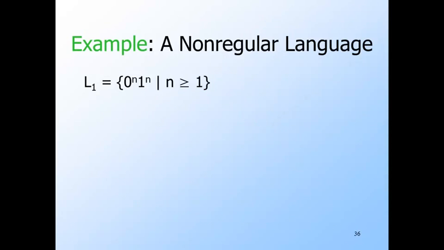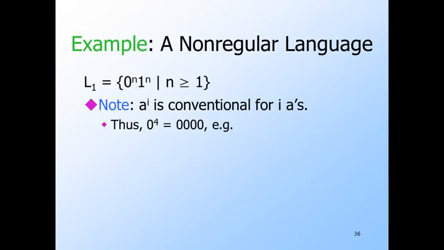Here is an example of a language that is simple to understand but is not a regular language. To understand what this notation is saying, we first need to know that an exponent i on a symbol is shorthand for the string consisting of i copies of that symbol. Thus, 0 to the 4th means the string 0,0,0,0.